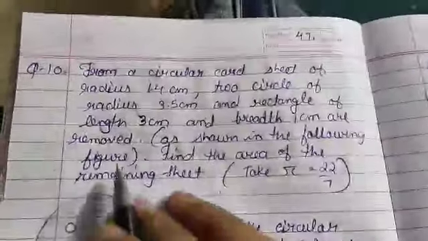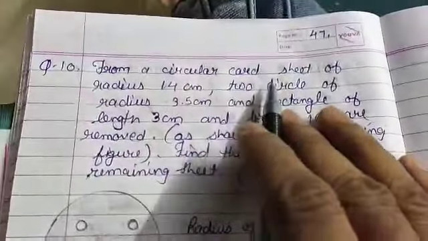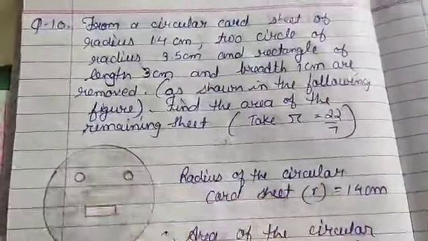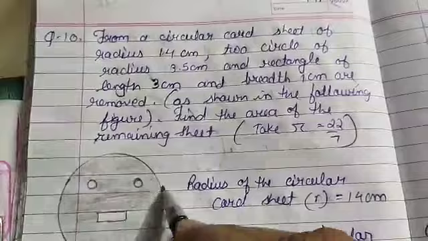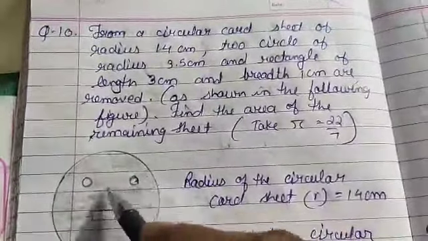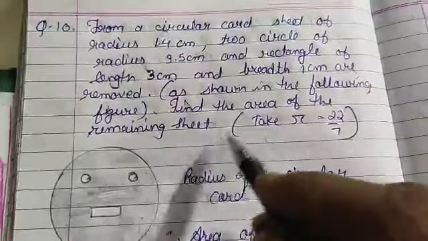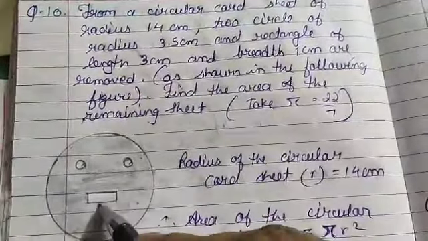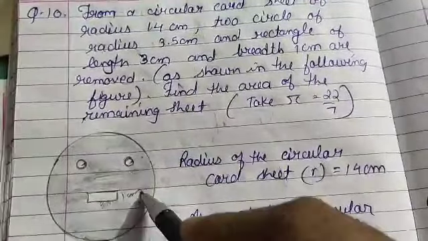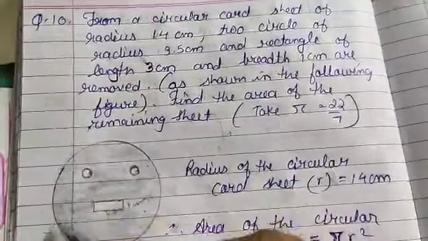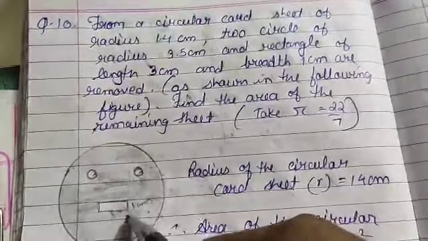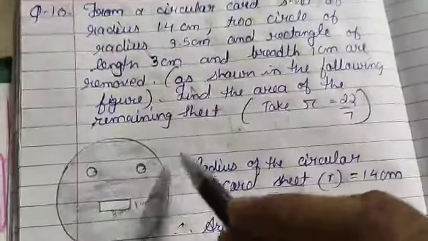Now let us see question number 10. From a circular card sheet of radius 14 centimeter. Now this is one kind of circular card. Its radius is 14 centimeter. Two circles of radius 3.5, see here, two small circles of 3.5 radius, and a rectangle whose length is 3 centimeter and breadth is 1 centimeter are removed. Means from the whole circle of radius 14 centimeter, two circles and one rectangle are cut as shown in the figure. Find the area of the remaining sheet.